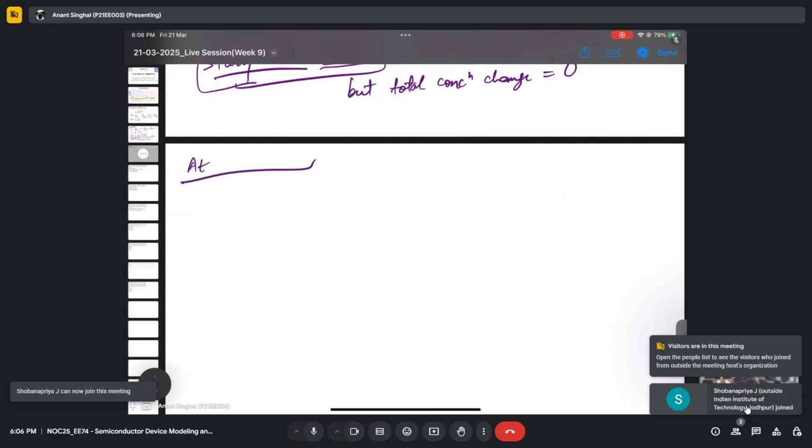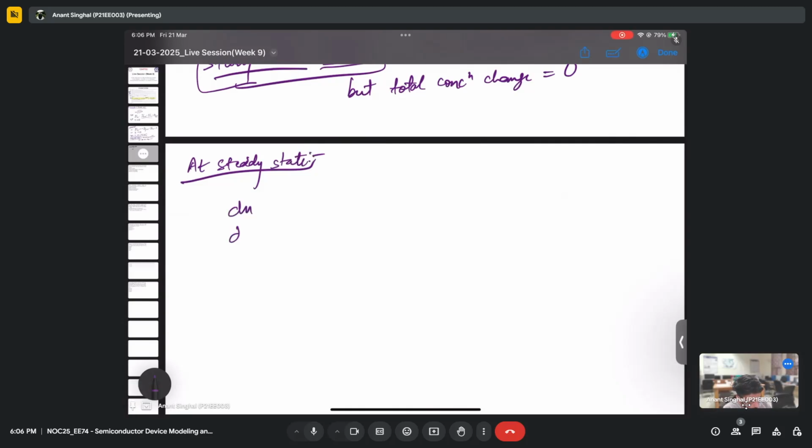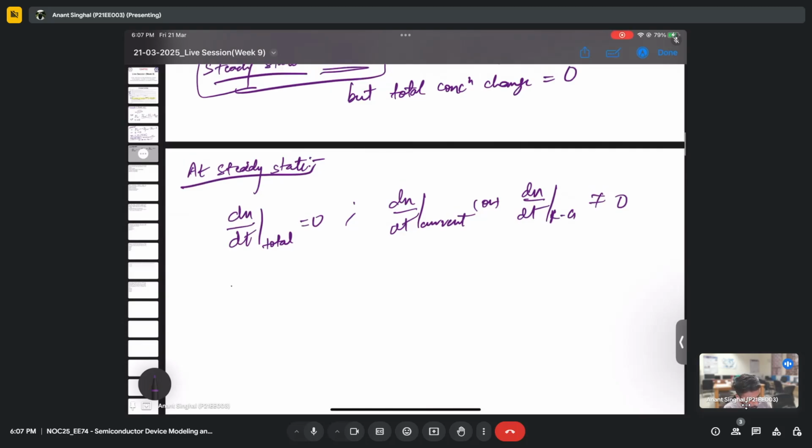It means that at steady state, we can have a total response of dn by dt that can be 0, but the individual components, such as the current one or even the recombination-generation one, are not equal to 0. This is what it means. Same goes for holes, if I replace p with n, or n with p, sorry. So this is what we mean by the steady state, but we can also neglect the other processes.